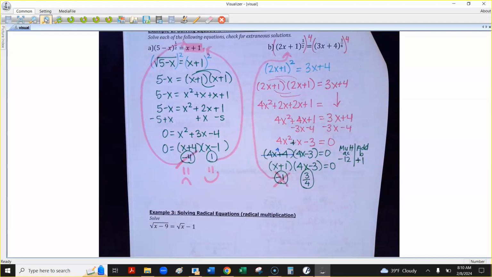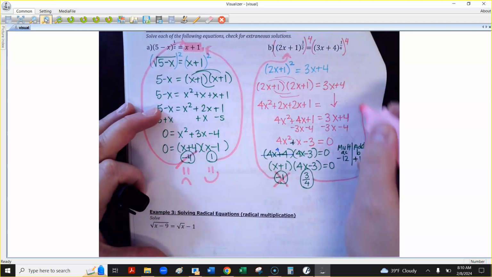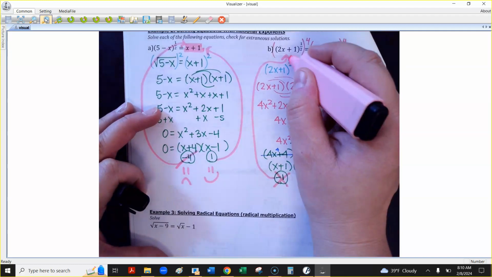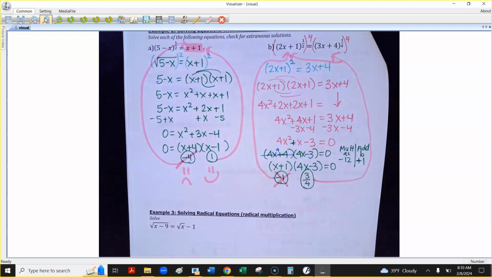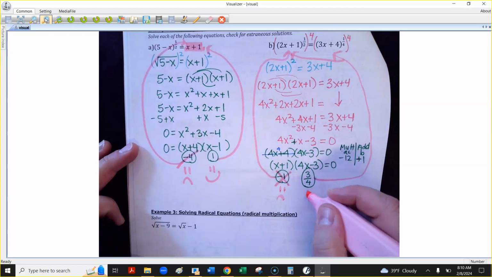Now, if I plug in positive 3/4 on either side here, it doesn't matter. As long as it's a positive number, we're good. In that case, nothing is going to make anything negative if I plug in 3/4. So the negative 1 would be extraneous, but the 3/4 would work.